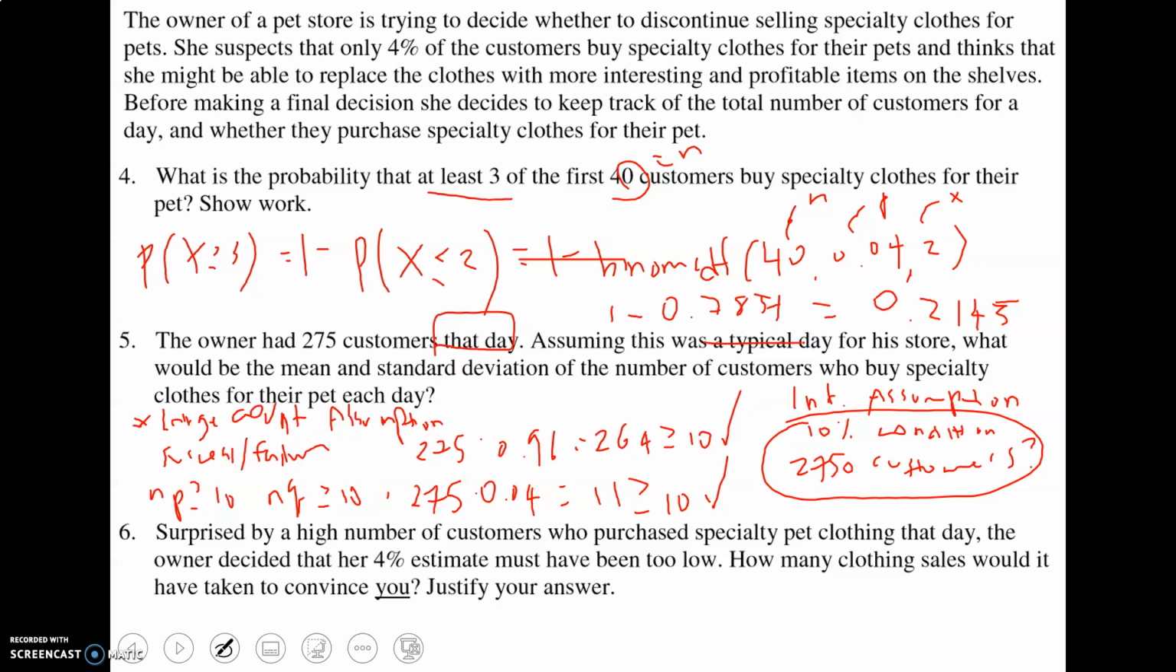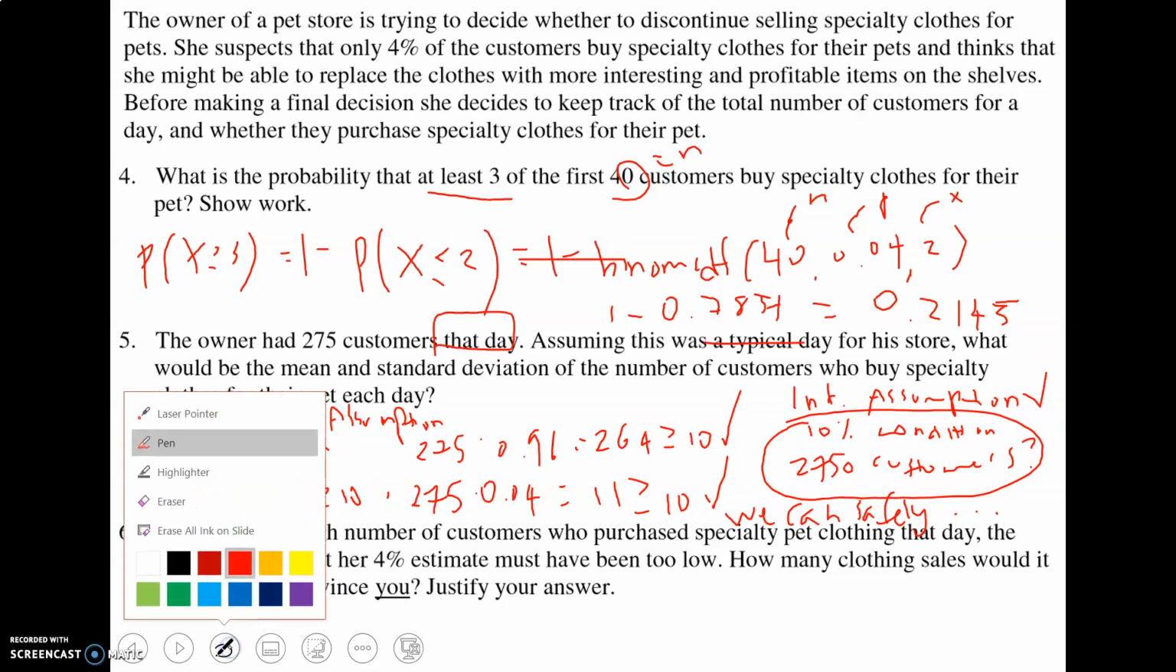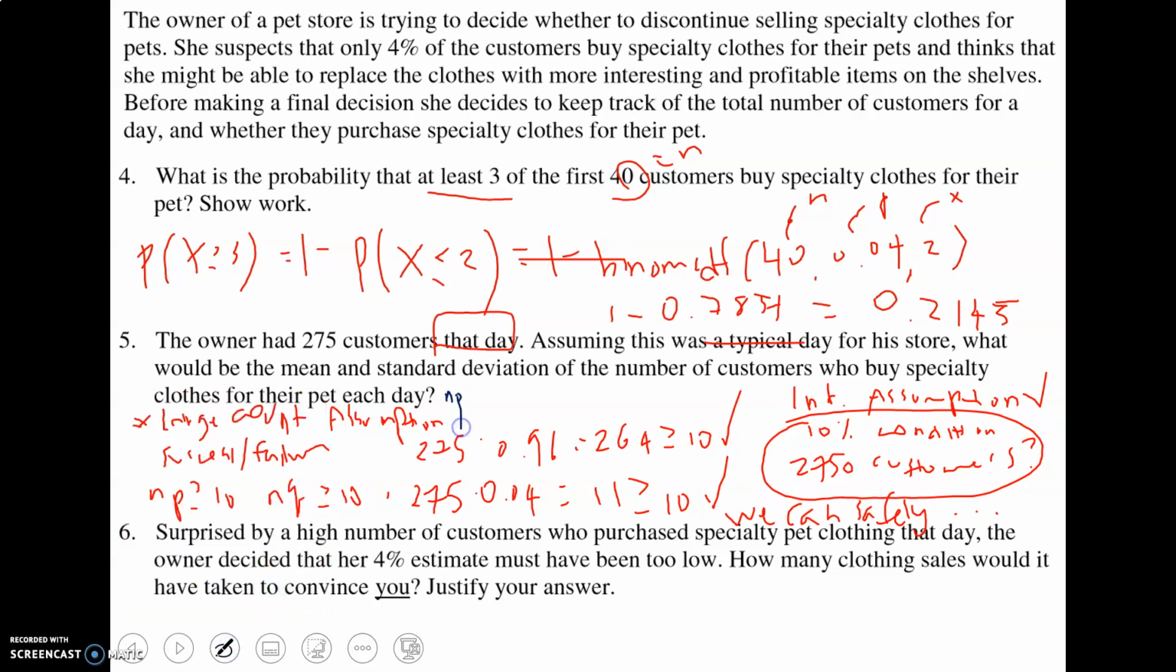So I guess if you look at the larger picture, like maybe in a year, then maybe the 10% condition definitely holds. But I'm just going to say that we can safely assume that the purchases of each customer will be independent from each other. So then the independence assumption is met. Okay, I'm going to approach it that way. So then the mean, np, is 11, and the standard deviation is the square root of npq, which I think is 3.25.